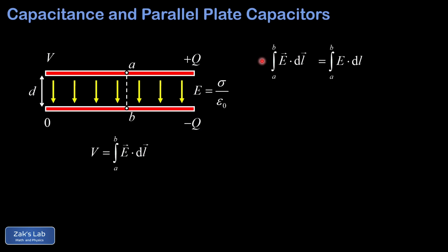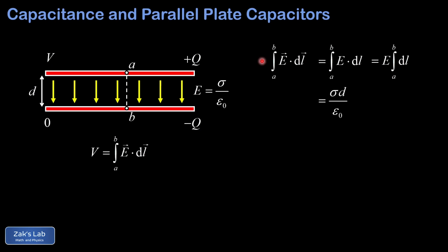And with the magnitude of E being constant between the plates, we can pull that out of the integral. And so we get E times the integral from A to B of dl. But that path integral from A to B of dl, that's just the distance between the plates. So replacing the electric field with sigma over epsilon 0 and replacing that path integral with d, we arrive at a result of sigma d over epsilon 0.